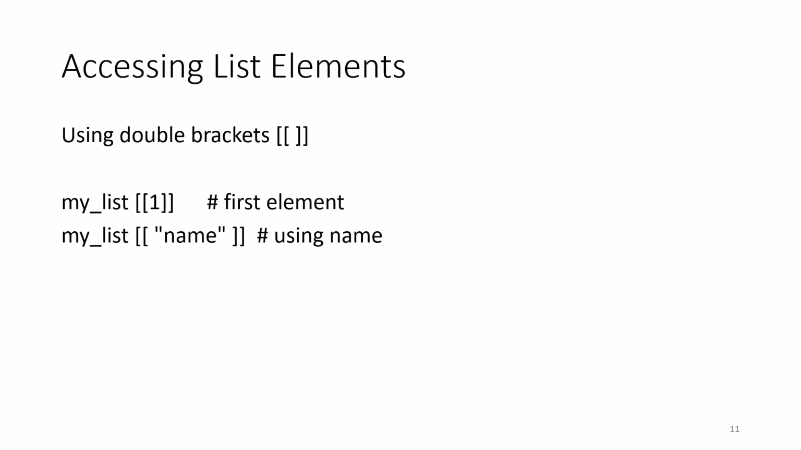We can access elements of a list in R using double brackets. Double brackets give us the actual value stored in the list. For example, my_list[[1]] gives the first element in the list. We can also use the name of the element, like my_list[["name"]], to directly get the value stored under that name. So double brackets are used when we want to extract the exact object from the list.